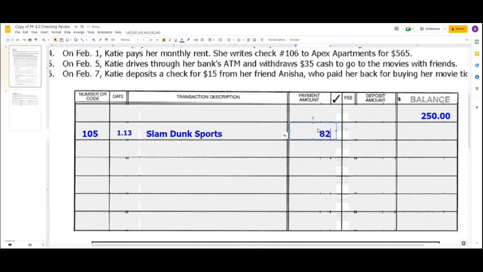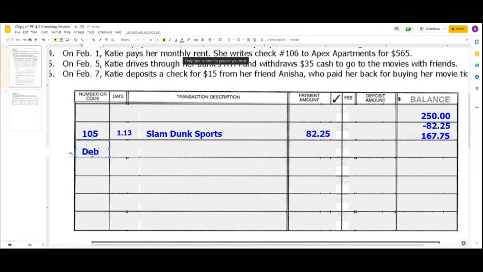Payment amount was 82.25. So I'm going to subtract 82.25, bringing me to 167.75. Then on January 30th, we go shopping at the Black Dress Boutique. We buy a dress and heels for $78.96 using a debit card. So we don't have a check number. So I'm just going to put DC for debit card, right?